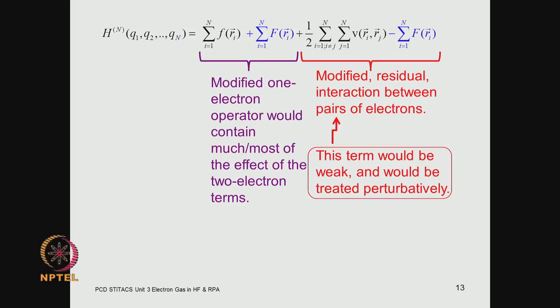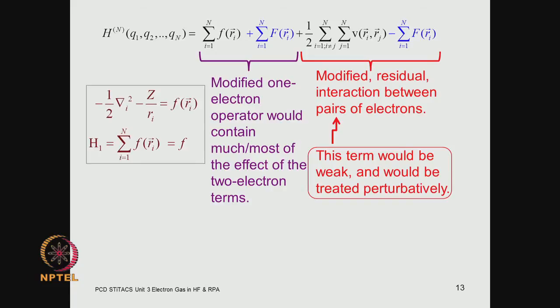Now, quite obviously, F is to be chosen so that the modified residual interaction is very weak, that we certainly know, and the one electron term includes the atomic potential in the atomic case. In the free electron Hamiltonian, the term Z over R will be missing, okay, because these are free electrons.